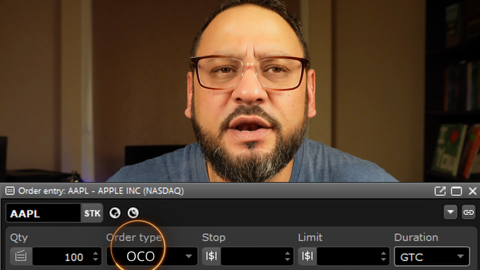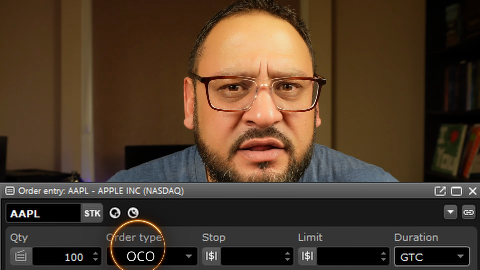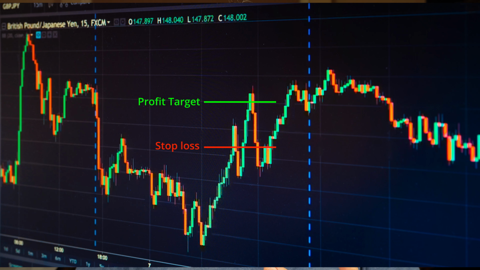The next one is the OCO. Basically, it's one cancels the other, and I call it the set it and forget it kind of order. It is a mix of stop loss and profit target. You're telling the broker, that's my profit target for that amount of shares, and that's my stop loss at the same time. If one of them triggers, the other cancels.